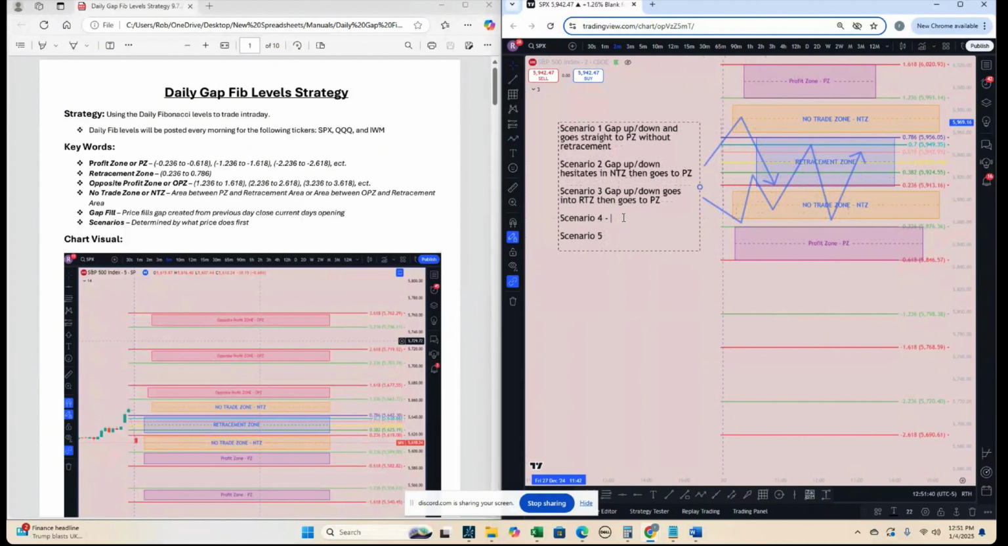So scenario 4, sorry, fills gap before hitting PZ. Now it may hit PZ after. I don't care about that. I care about did we fill the gap first. So scenario 4 always fills the gap before hitting PZ.